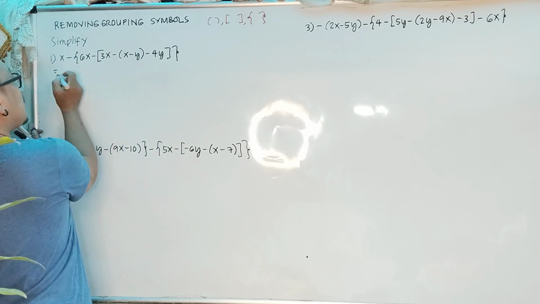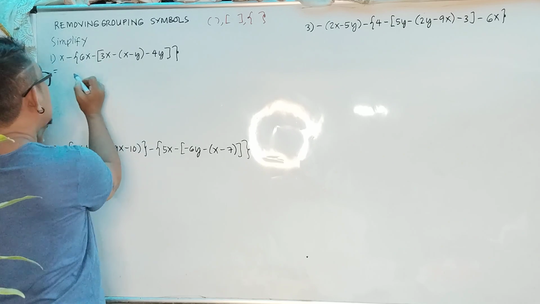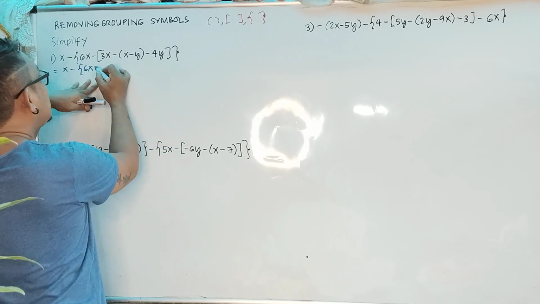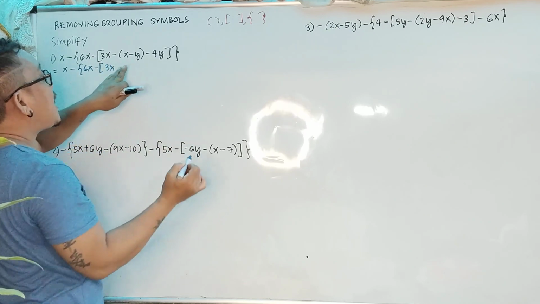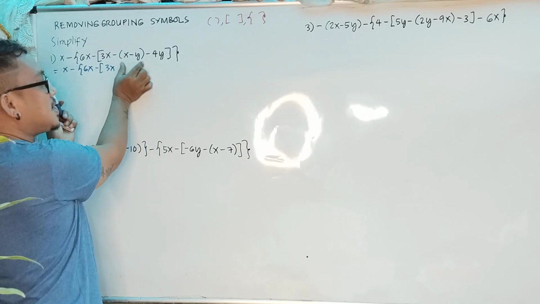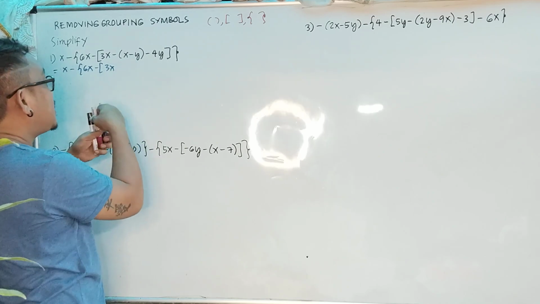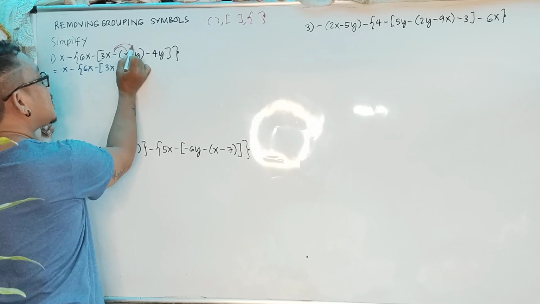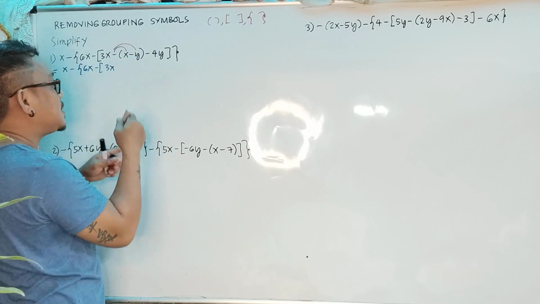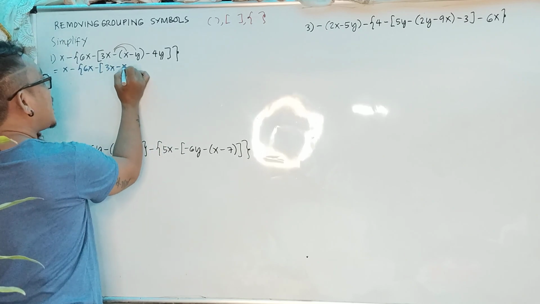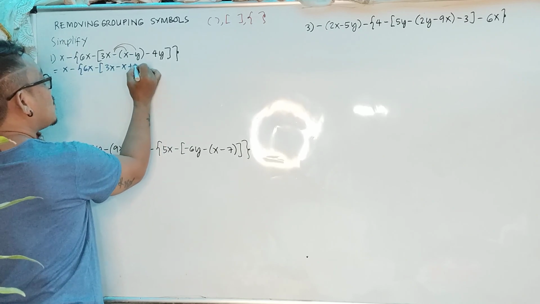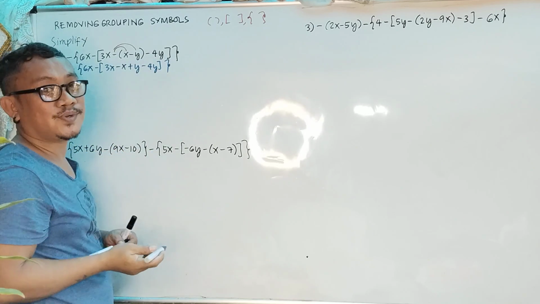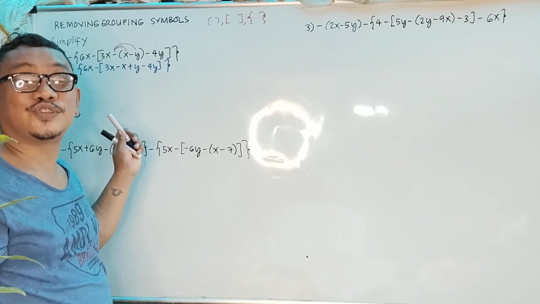First, we just copy x minus, again 3x. Then, to remove the parentheses, since it has a negative outside, simply distribute the negative to each term: negative times x, negative times negative y. Negative times x is negative x. Negative times negative is plus y. Then copy minus 4y, then close.